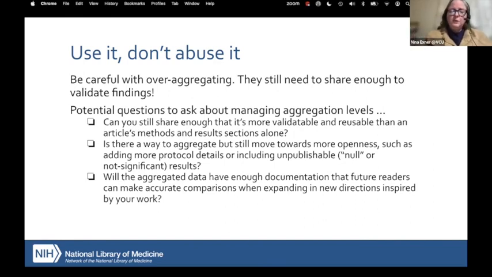And then finally, if they share aggregated data, would it have enough documentation that future readers can still make accurate comparisons if they try to build on this experiment or study to expand in new directions that are inspired by that researcher's work? So that extra documentation, so that those numbers they share can be used as baselines, could be a way: if they're being very conservative with the amount of data, they could be much more generous in the documentation.